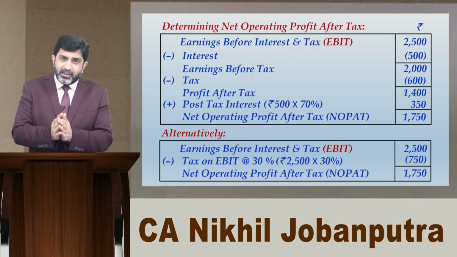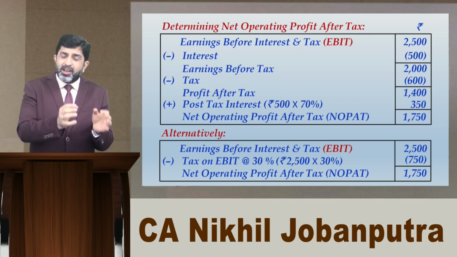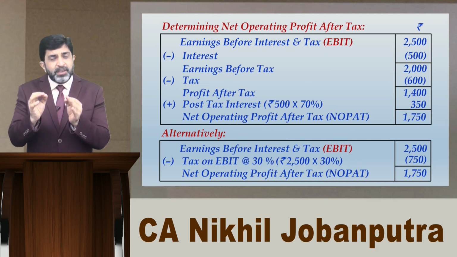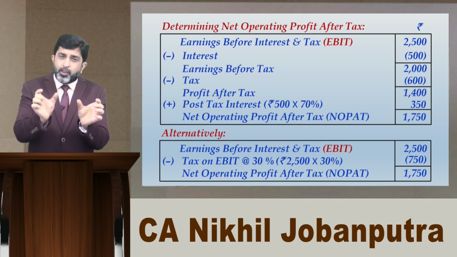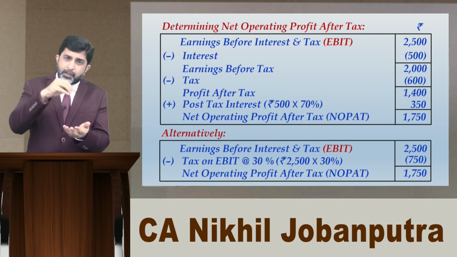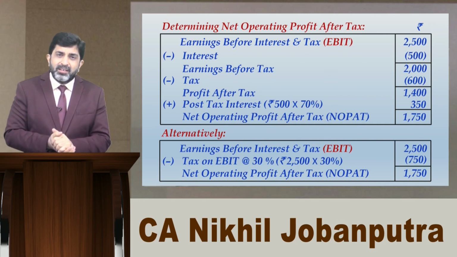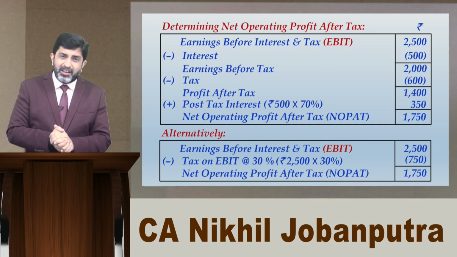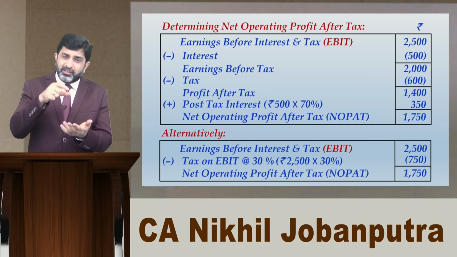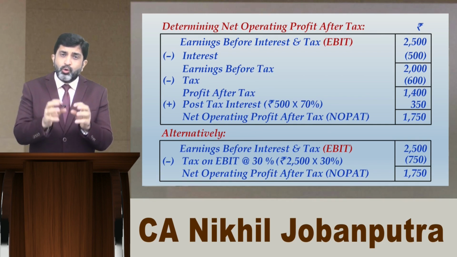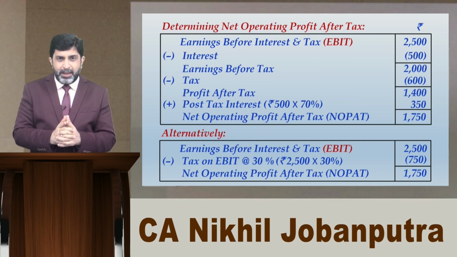To compute that, the first thing you have to do is compute cost of debt and cost of equity. That means for each component of your capital employed, you have to compute the respective cost. Now at intermediate level, you have very clearly learnt how to compute cost of debt and cost of equity. You have also learned how to compute weighted average cost of capital.